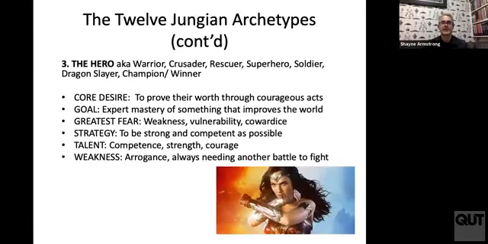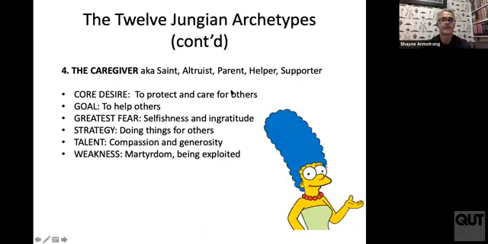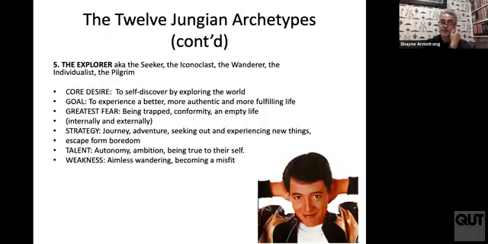What about the hero? The warrior, the crusader, the rescuer, the dragon slayer, the champion, the winner. Nike, good, excellent. GoPro could also fit into another one, which we'll get to in a second. Good stuff. All right, what about the caregiver? To protect and care for others, to help others. The weakness is compassion and generosity being exploited. Yep, Amy, that's a good one. Huggies, nice. I think Dove could possibly fall into that category as well.